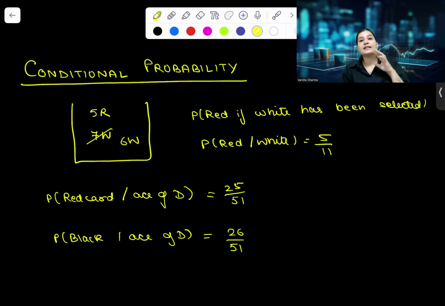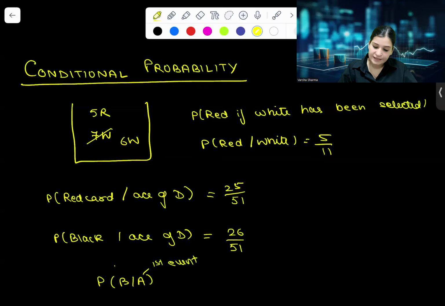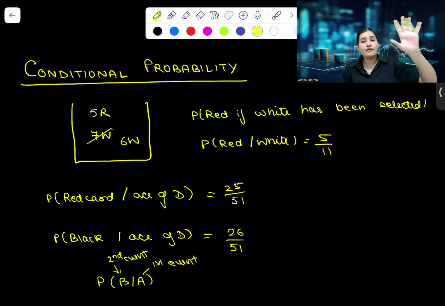The slash is basically your conditional probability symbol. Whatever is written on the right side of the slash has already happened. So if I write probability of B given A, A is my first event which has already happened. B is the second event whose probability I'm asking you to find. In some cases, we use common sense. Like in this, did you use any formula? No, it was a normal common sense question. This has already been taken out, so the count is reduced. Now from this remaining count, I'll need to find the probability.